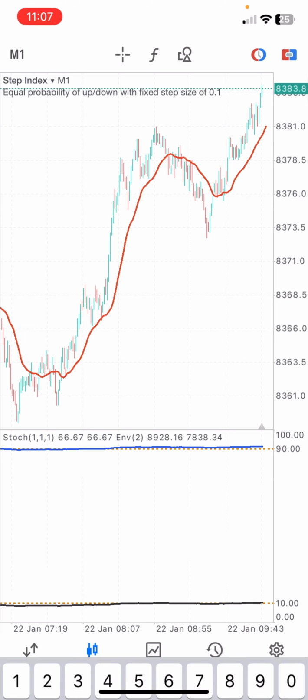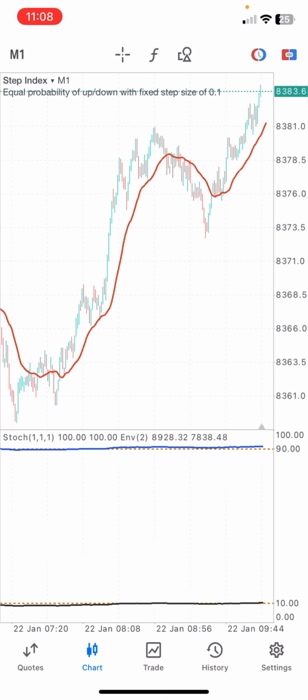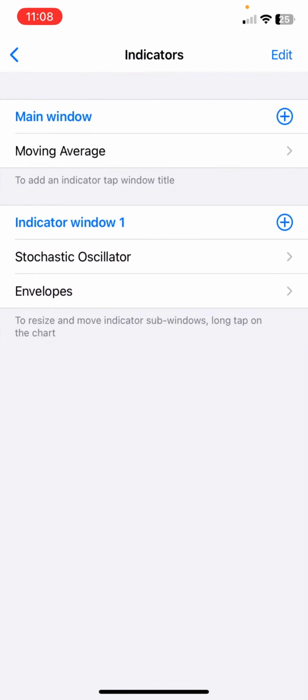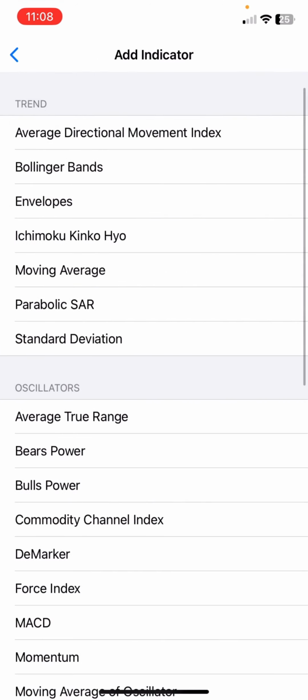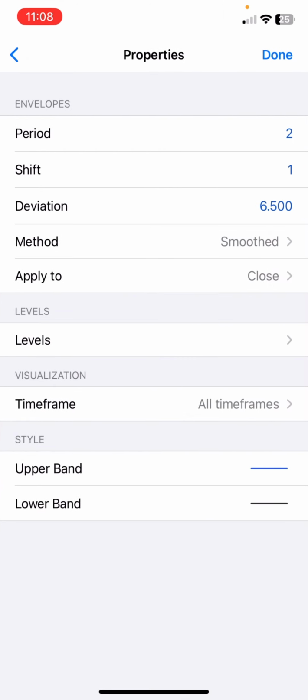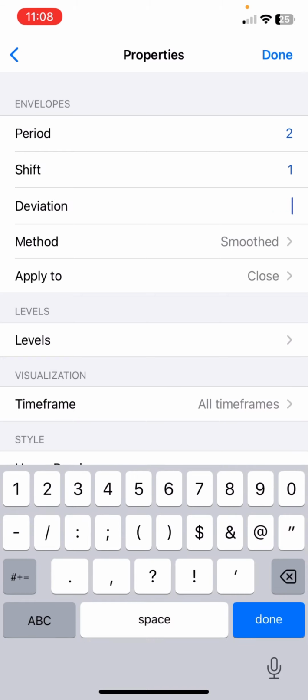Okay, so click on done when you set it up, and you're going to have the envelope in your indicator windows. Now for the last indicator, we click on the indicator window 1. You just can see right here. You click on it, you add the envelope once again. You click on it, and this is the properties. Now the closing is 2, the shift is 1, the deviation is going to be 0.007. Method is smoothed also, apply to close.